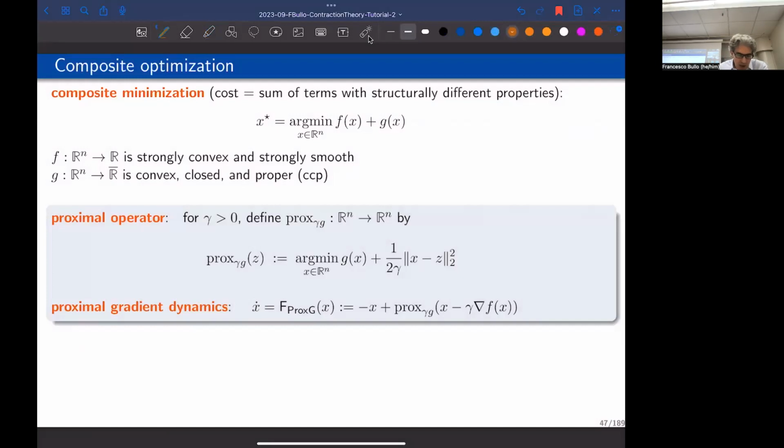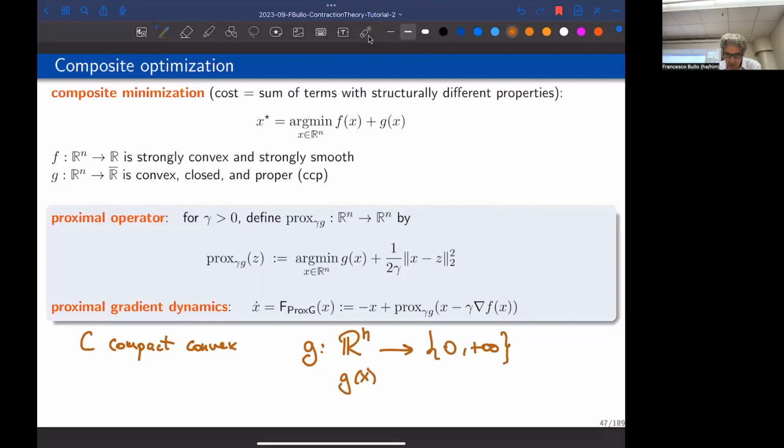Suppose that you have a convex compact set here, C. And suppose that your g function is the orthogonal projection. No, I apologize. Your g function is kind of like an indicator function. It gives you 0 or plus infinity. g of x is equal to 0 if x belongs to C, and infinity if x does not belong to C. Okay? So it's an indicator function of sorts.